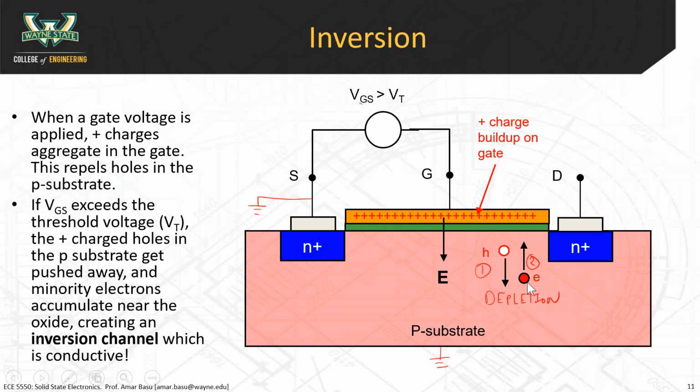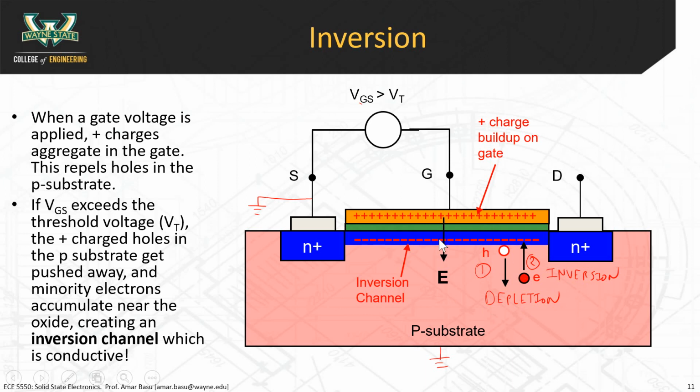Remember, there aren't that many electrons because this is a p-type material. The second effect is called inversion, and it only happens at larger gate voltages. So let's write down inversion here. The inversion process happens at larger gate voltages, specifically meaning when the gate voltage is greater than the threshold voltage. So these two effects combine, and it creates the depletion region, first of all. We'll get into that in a second. But most importantly, it creates an inversion region.